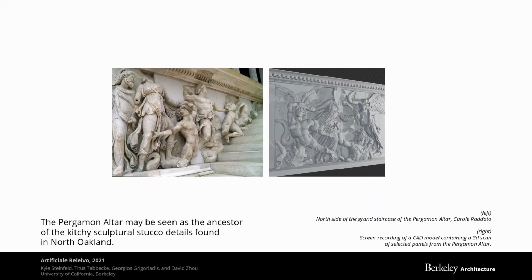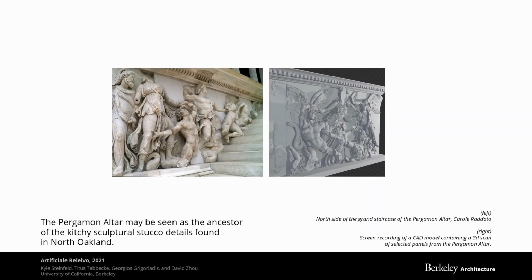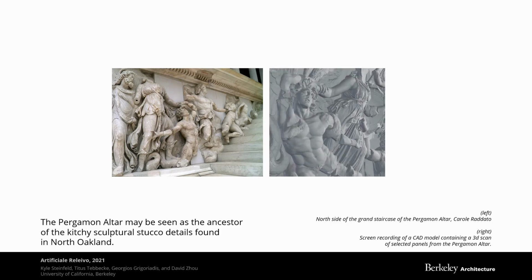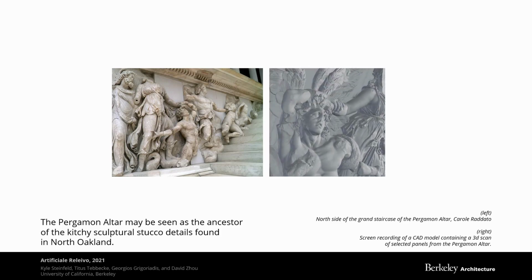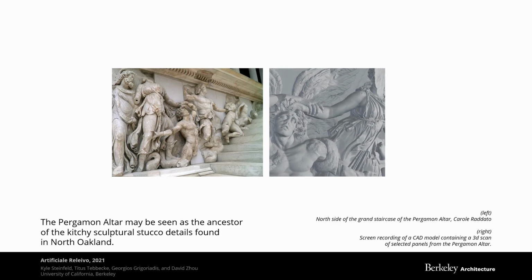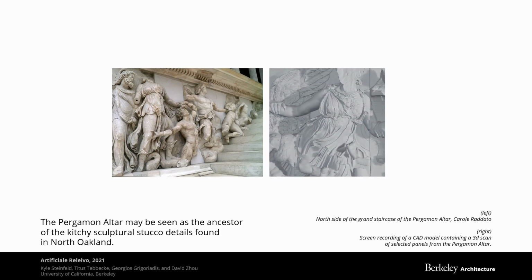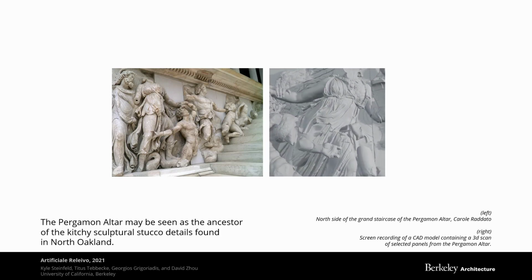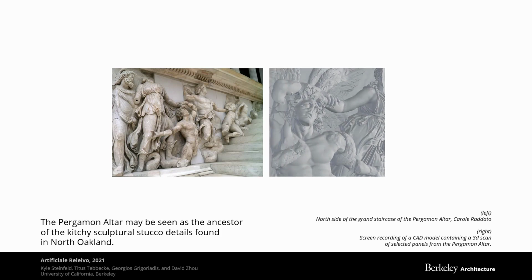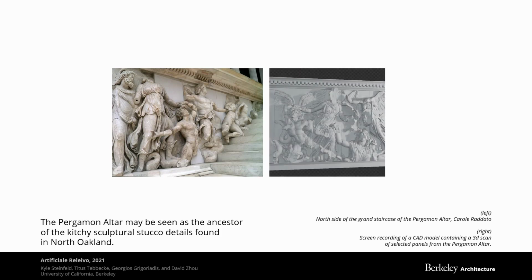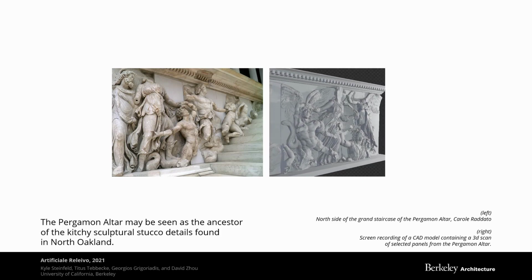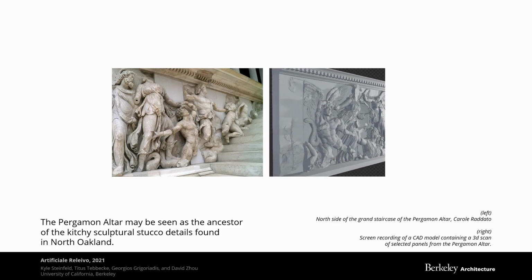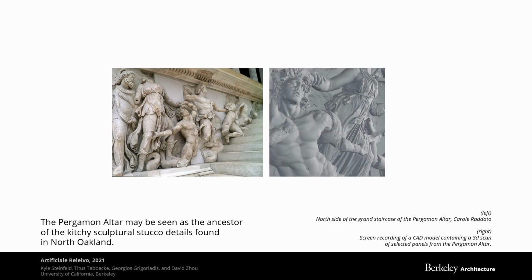From this work, we sought a historical piece that functions as a kind of starting point, an object to reconsider. For this, we returned to the ancestor, maybe the great-great-grandfather of those kitschy little sculptural stucco details found all over North Oakland. We drew samples from a specific piece in particular, shown here, the Pergamon altar. This is a Greek construction originating in modern-day Turkey, which was disassembled in the late 19th century and was reassembled in the early 20th century in a Berlin museum.